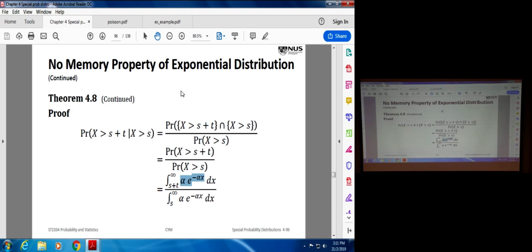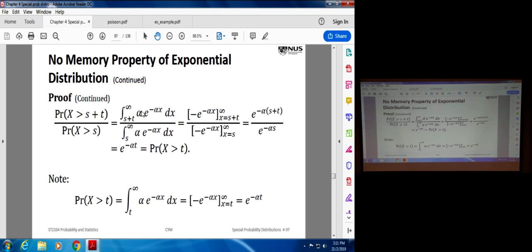We did this calculation pretty much in the example sheet, but let's do it one more time. The numerator is minus e to the minus alpha x between s plus t and infinity, and the denominator is the same except I go between s and infinity. At infinity I'm getting 0, so I don't care about that, and I just subtract the lower limit. The lower limit here is e to the minus alpha times s plus t times minus 1, so I get a positive, and similarly here I get e to the minus alpha s. Then the numerator and the denominator cancel to give e to the minus alpha t.